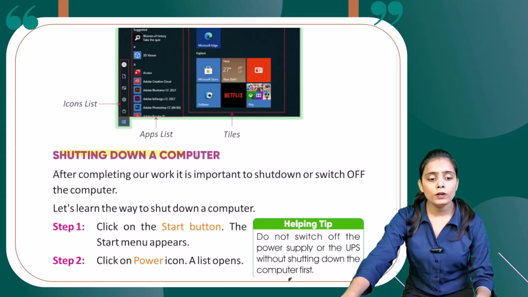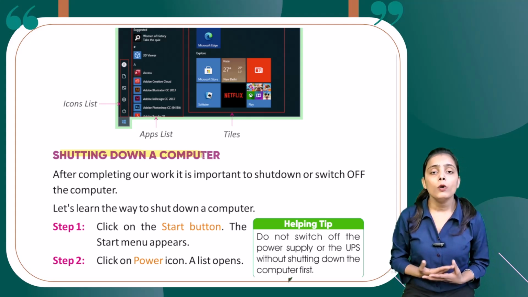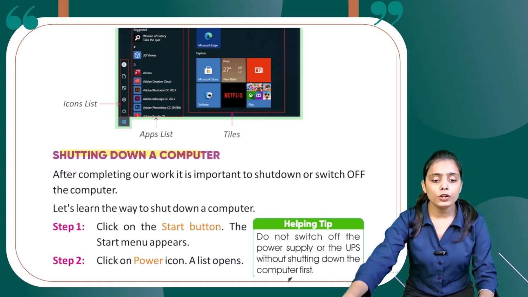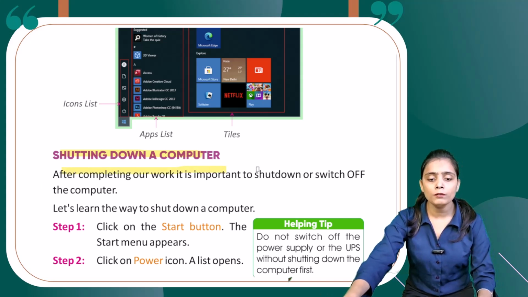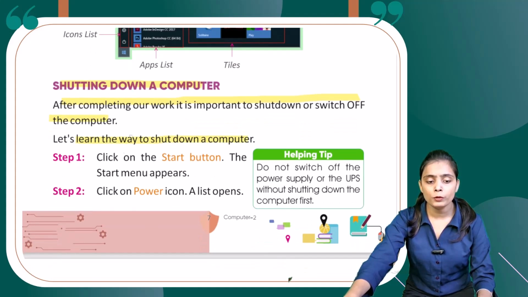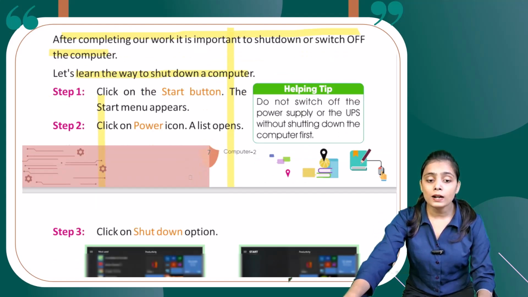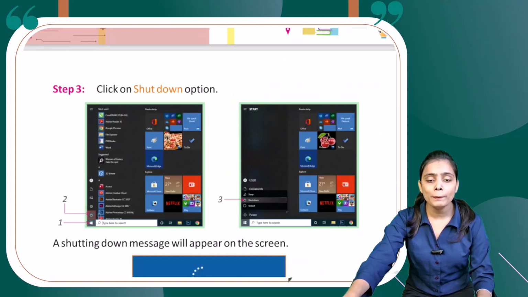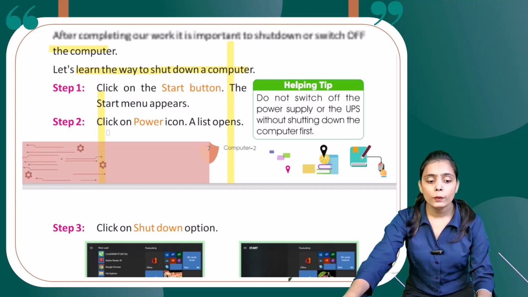Now moving forward, let's see shutting down a computer. After completing your work, what will you do? You will shut down your computer. After completing our work, it is important to shut down or switch off the computer. Now let's learn the way to shut down a computer. Step number 1, click on the start button and the start menu appears. आपको क्या करना है, जो स्टार्ट मेन्यू है बच्चों आपको वहां पे क्लिक करना है. स्टेप नंबर 1.